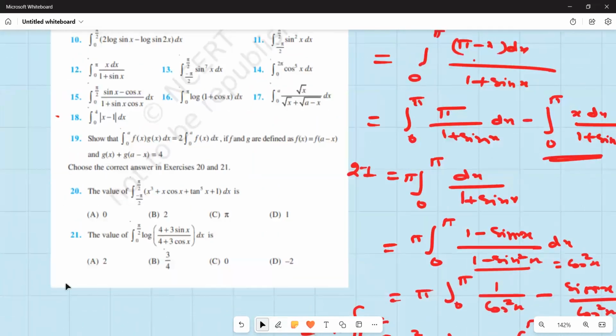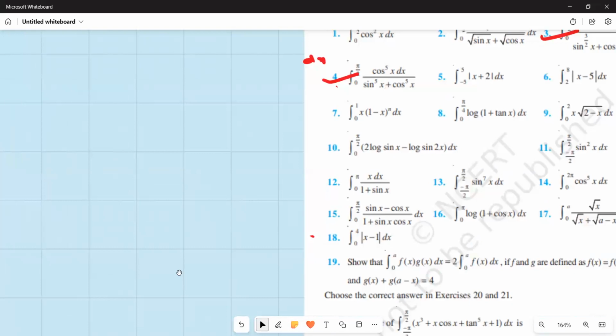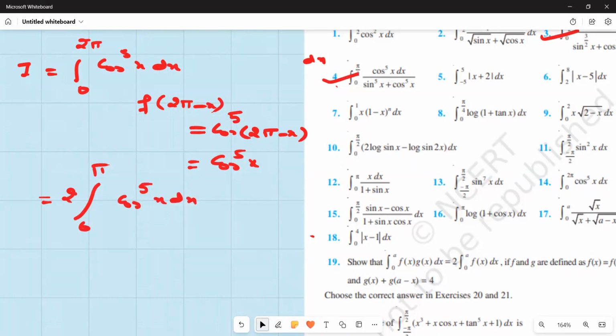Next question is the 13th, I have already told you. Now 14th question. 14th question is the integral from 0 to 2 pi of cos 5x dx. Right? So if I put f of 2a minus x, so that will be 2 pi minus x. That will be cos 5 times (2 pi minus x). 2 pi minus x means fourth quadrant, in which cos is positive. So this is an even function. Now, so what can I write? Twice the integral from 0 to pi of cos 5x. Right? Again use this property.